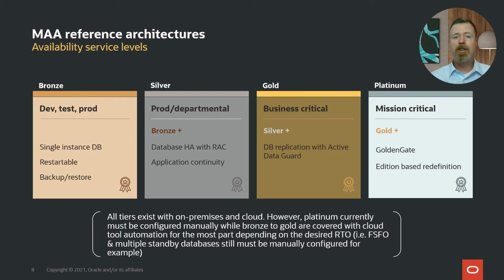And then as far as Silver goes, we build out our high availability. And this might be suitable for your production, like less critical production, maybe departmental. And it introduces RAC. So we have clustering in the picture at this point. We have Application Continuity, which we'll discuss here in a moment.